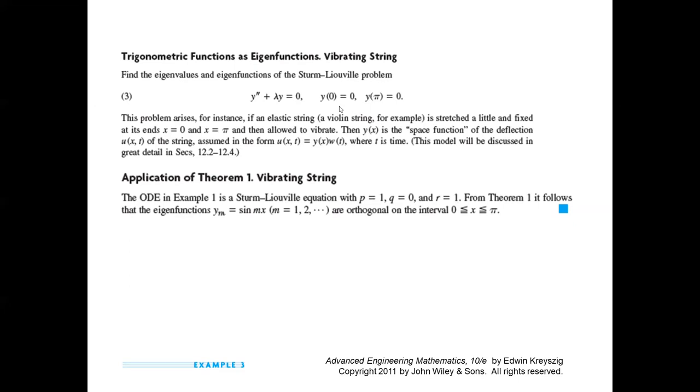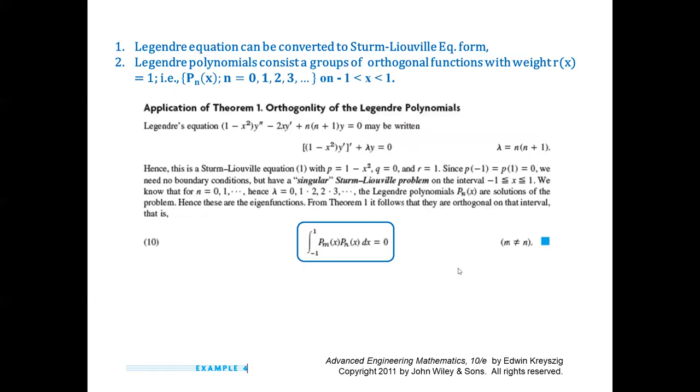In the discussion of partial differential equations, we are going to see a solution can be separated into two parts. And one part will result in this type of problem. And here, we discuss the Legendre equation. We already know the Legendre equation has a constant in there. This is the Legendre equation we discussed earlier. You can tell from the first two terms, we can condense the equation to this Sturm Liouville problem. So it is a Sturm Liouville problem with p equal to 1 minus x squared, q equal to 0, r equal to 1.